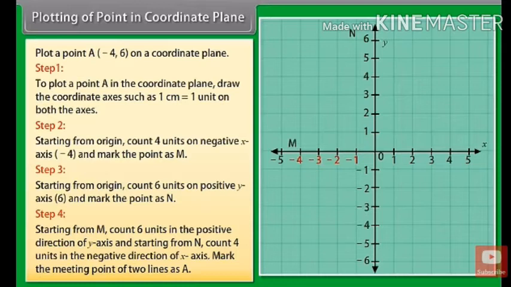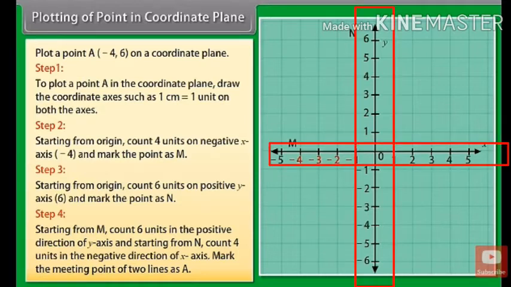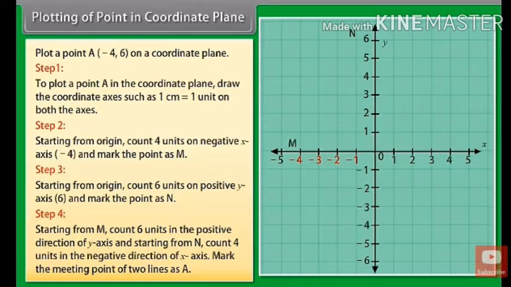Example 1: plot the point A(-4, 6) on the coordinate plane. Step 1: to plot point A in the coordinate plane, draw the coordinate axes such that 1 cm is equal to 1 unit on both axes. Step 2: starting from the origin, count 4 units on the negative x-axis, -4, and mark the point as M. Step 3: starting from the origin, count 6 units on the positive y-axis, 6, and mark the point as N.